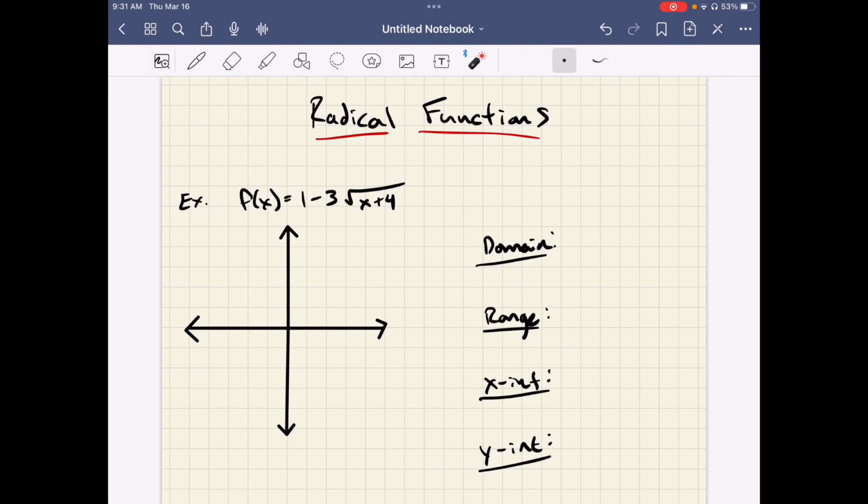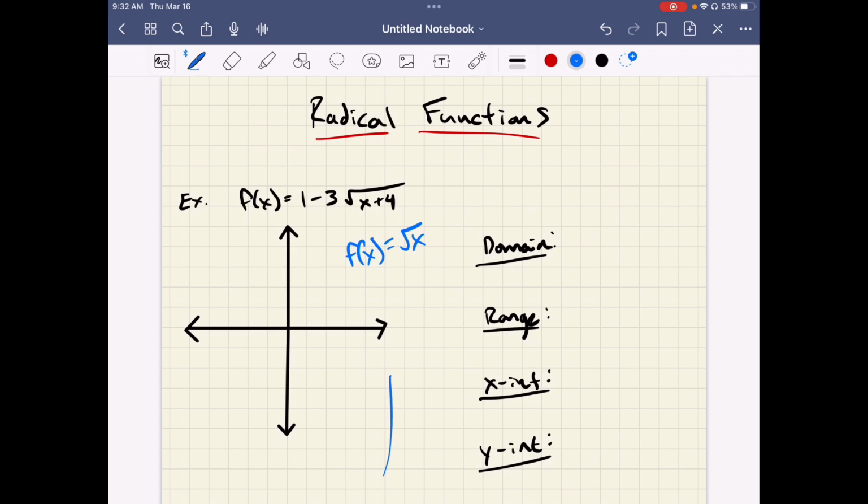All right, in this video, we're going to look at radical functions. I'm going to show you what the parent function is for a radical function, and then how to transform and translate that function, and then how to find the domain, range, and both the x and y intercept. All right, so the first thing we need to talk about is the square root parent function f of x equals square root of x, right?